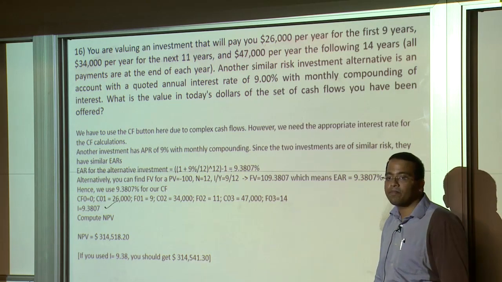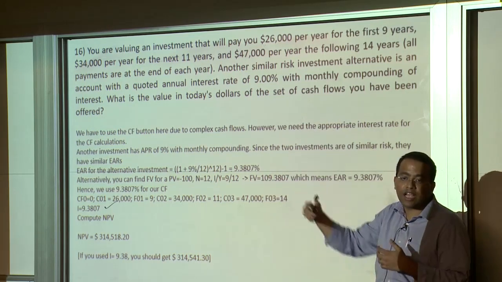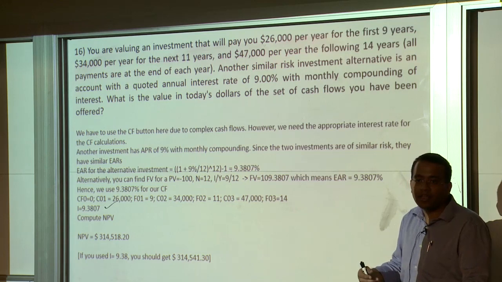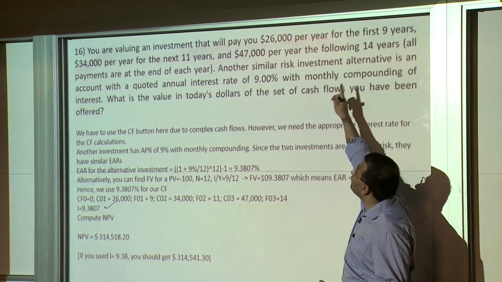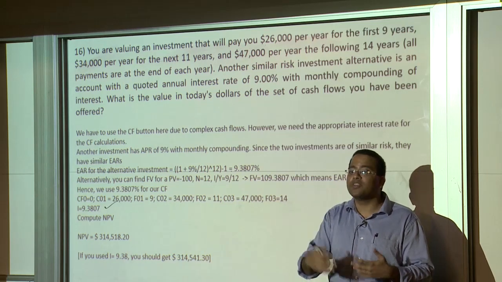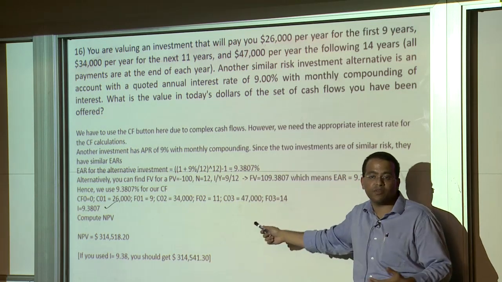Because for the first cash flow, the cash flows are happening at the end of the year, the applicable rate would be some kind of an annual rate. If you look at the first statement, all the cash flows in the first statement are happening on an annual basis. So you have to use the annual rate basically. And the annual rate is the effective annual rate, which is 9.3807%.